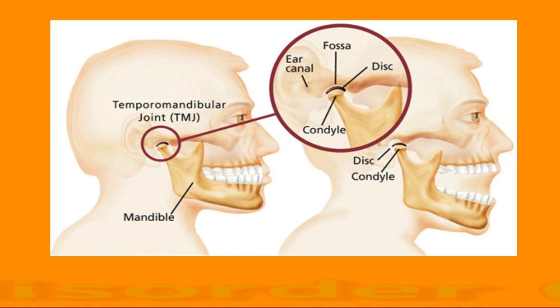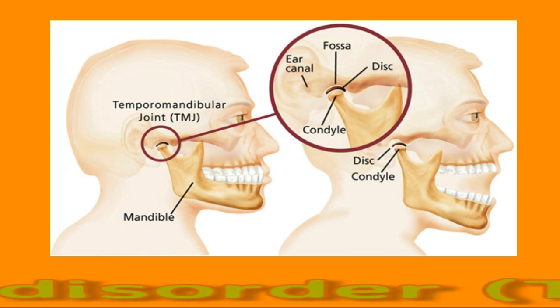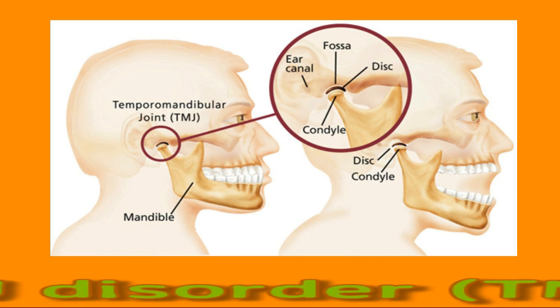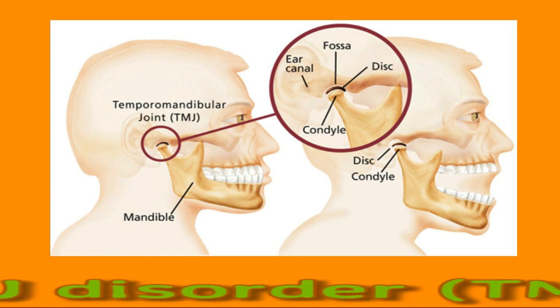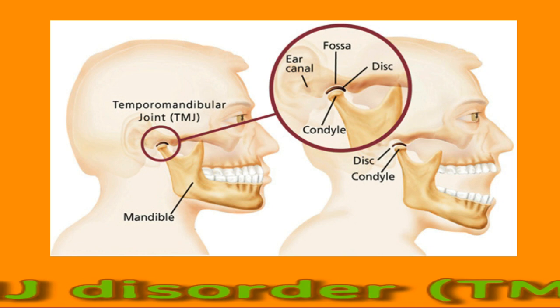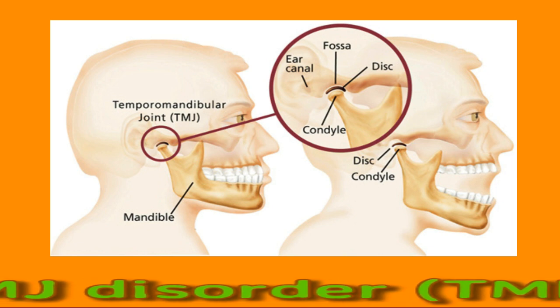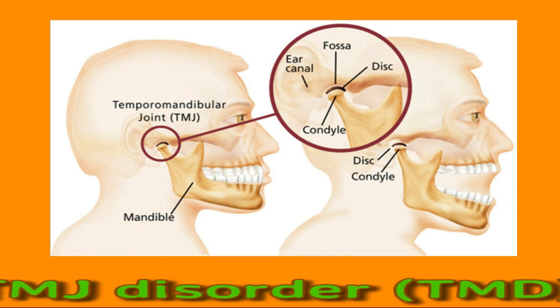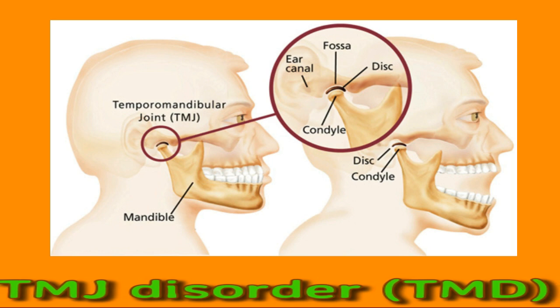TMJ disorder or TMD. The temporomandibular joint connects the temporal bone of the skull to the mandible, or jawbone, on each side of the jaw. Along with the jaw muscles, the TMJ allows for jaw movements such as chewing, sucking, swallowing, and opening the mouth. An older research study showed that more people had unilateral symptoms as they chewed more on the affected side.